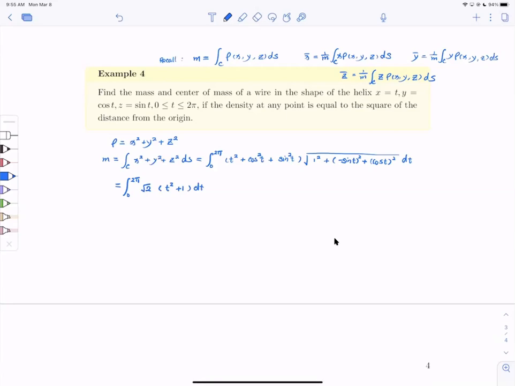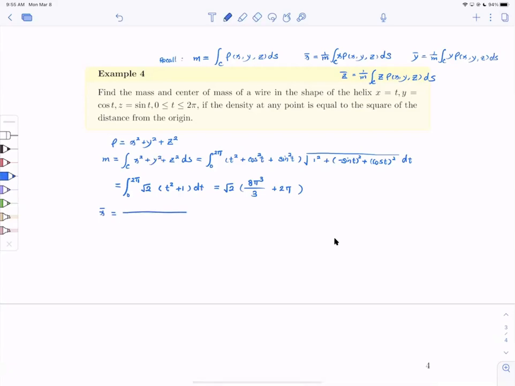Okay, I don't have time to finish all the computations, so I'll give you the final answer. I'm pretty sure you can do the integral yourself. Square root of 2 times 8 pi to the power of 3 over 3 plus 2 pi. So that's my mass.